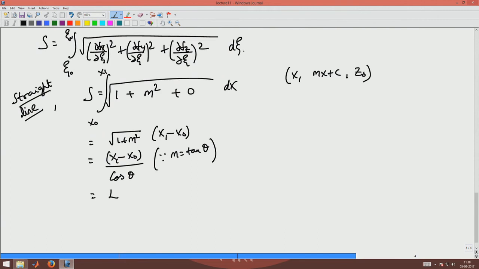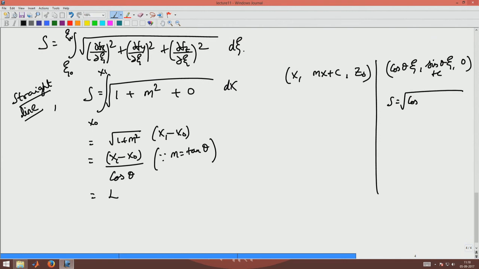Okay. Same thing, if I use cos theta psi, sin theta psi, 0 plus c as the equation of the line, then S is going to be the root of cos square theta plus sin square theta d psi integrated from psi 0 to psi n, which is psi n minus psi 0, which is nothing but the length of the member. Okay. So, basically here the psi is represented as the arc length measured along the length of the member.